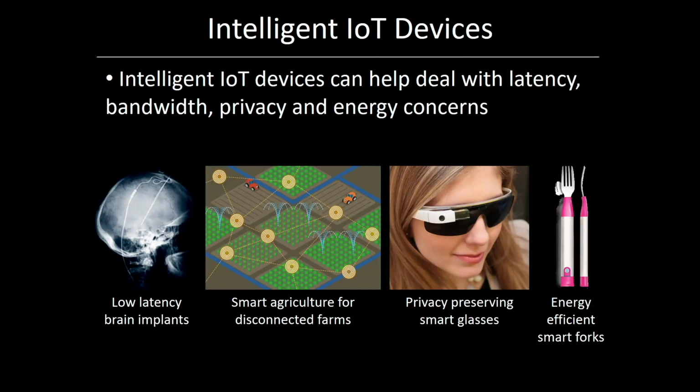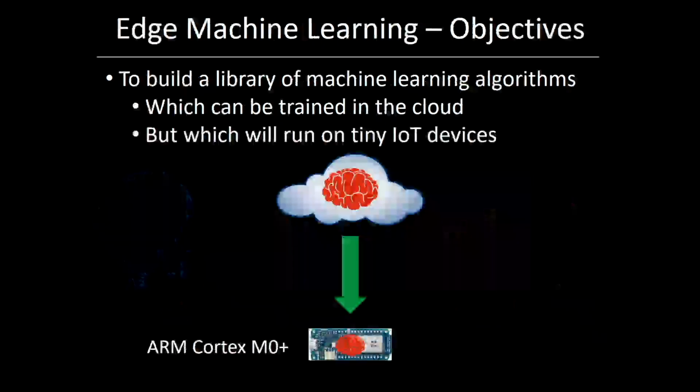Most of these things are futuristic, but one of them, the smart agriculture for disconnected farms, that's something called FarmBeats, which happens across the lake in Microsoft Research Redmond. That has been pretty successful, but the rest of the things are still futuristic. So let's hope they come to fruition.